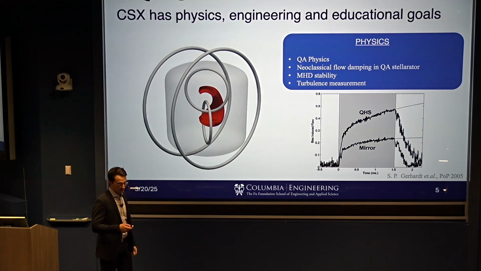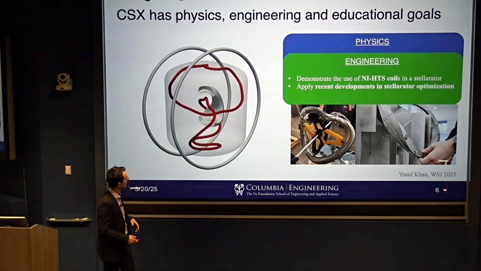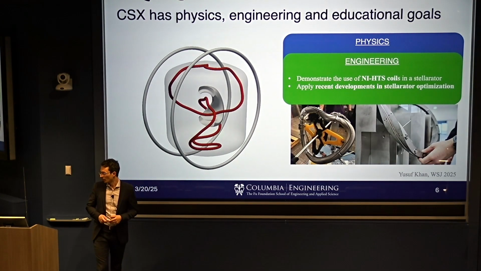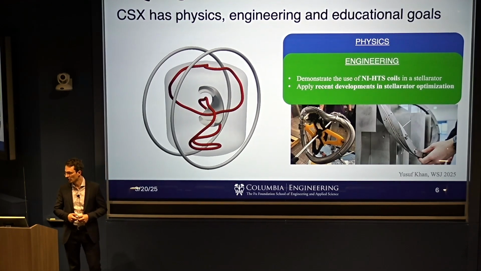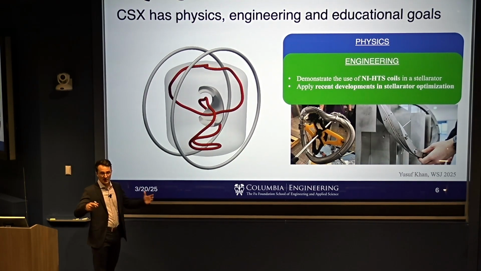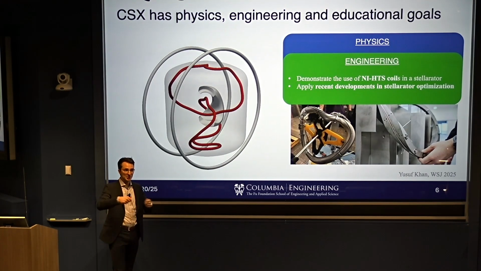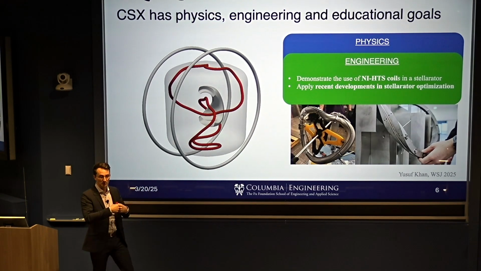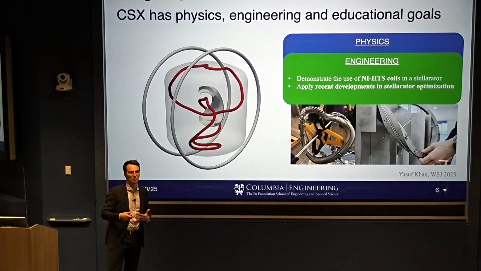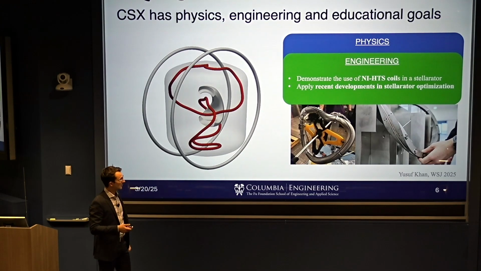The second set of objectives are engineering. As I said before, we are going to wind the coils using non-insulated HTS coils. Basically that means that you use HTS tape and you don't put an electrical insulator between each layer of tape. And I will come back to this later to explain why it is so interesting.